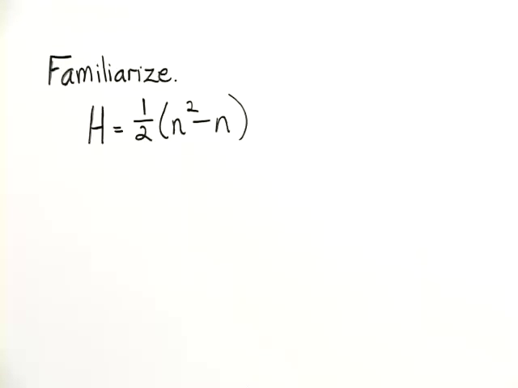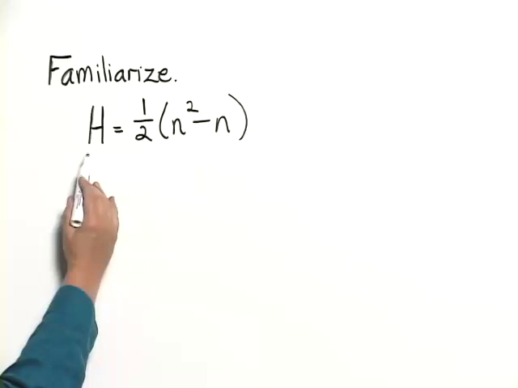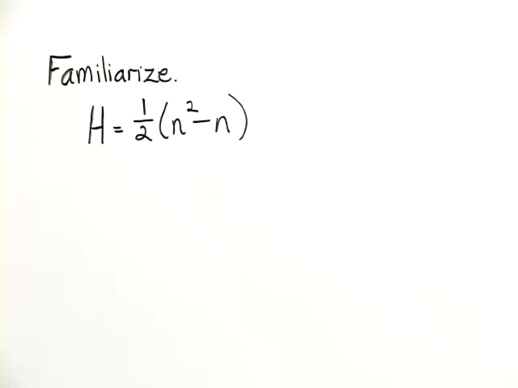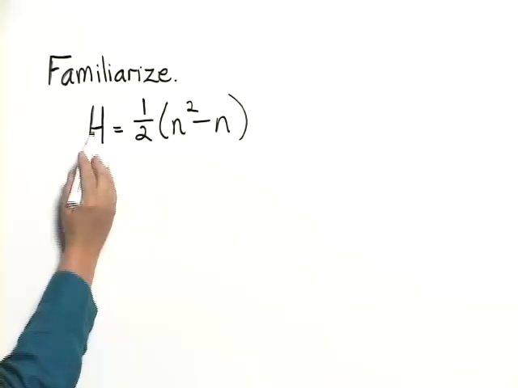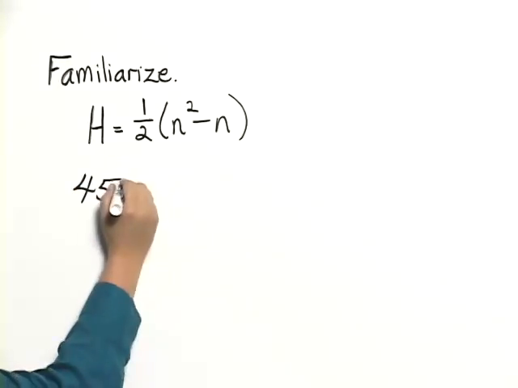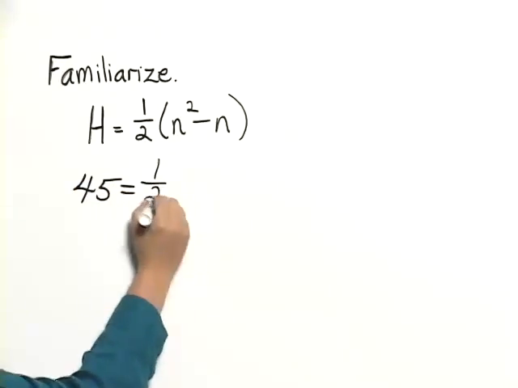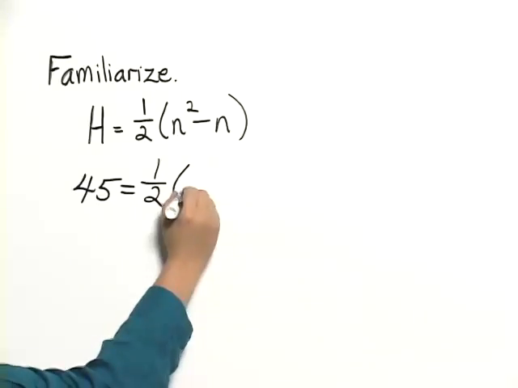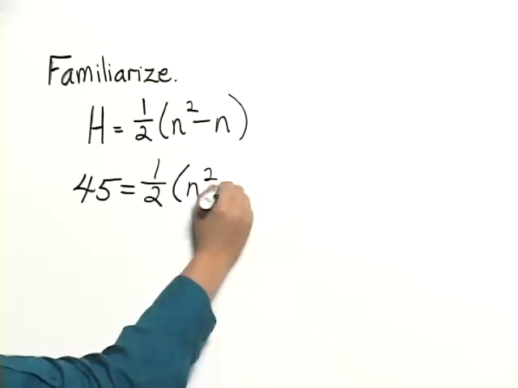The first step in our problem-solving process is to familiarize ourselves with the situation. In this case, we're given a formula that we can use, and there's not a whole lot more we need to do with that. So we can move to the translating step, and we know that there were 45 handshakes, so we can substitute 45 for H. And we have an equation, 45 equals 1/2 times n squared minus n.